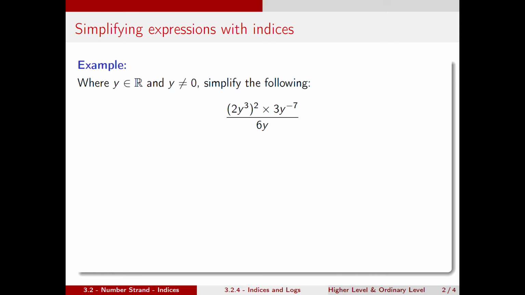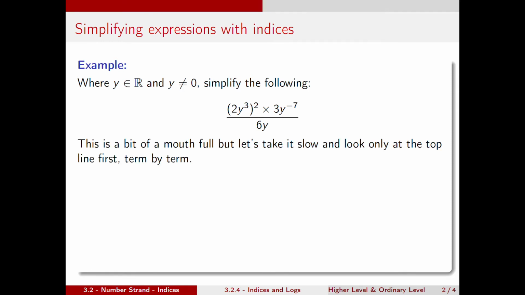Before we start, it's important to note that the way we go through this is not necessarily the only way to attack this problem. The steps that we take in the order that we take them is not the only way to do this. So to do this, we'll look at this fraction line by line. We'll take a look at the top line first, and we'll go across it term by term. So the top line consists of (2y cubed) all squared and 3y to the power of minus 7.